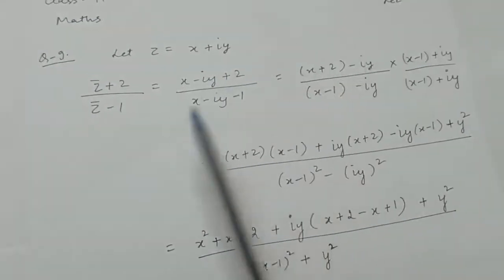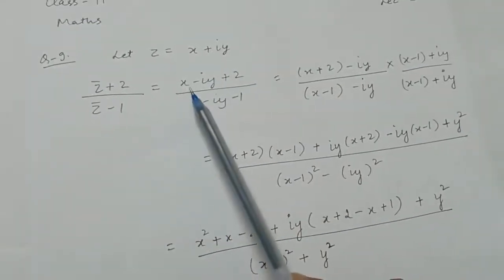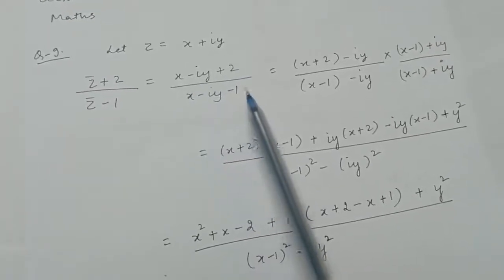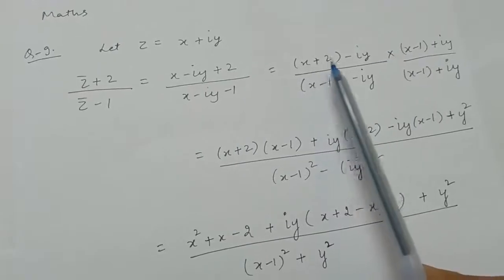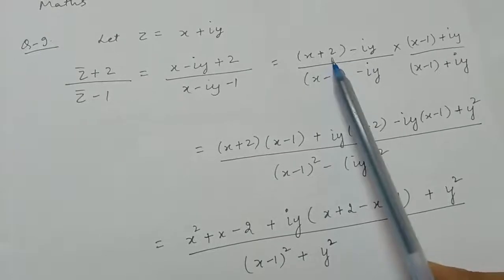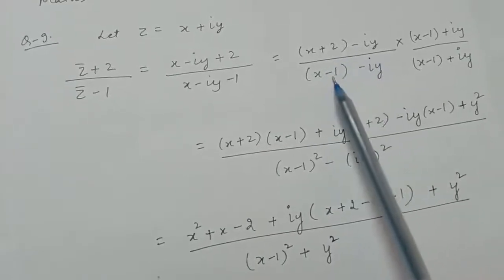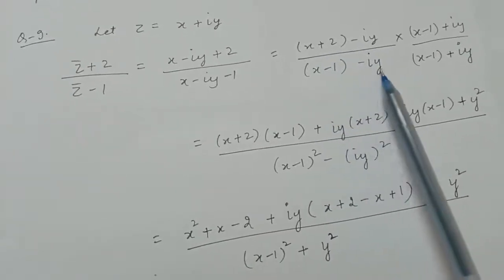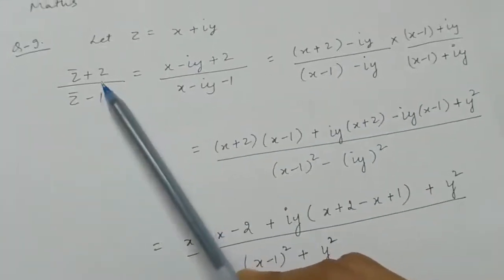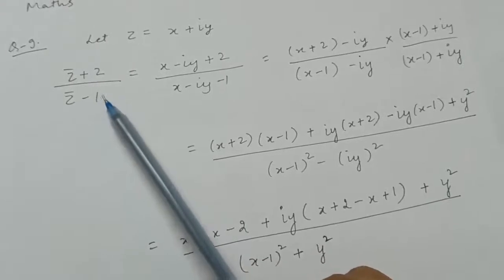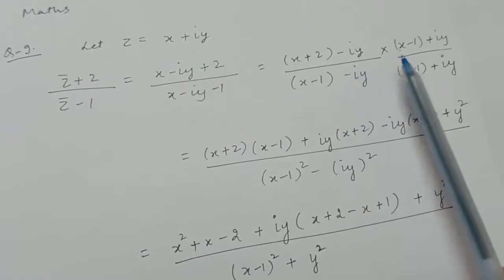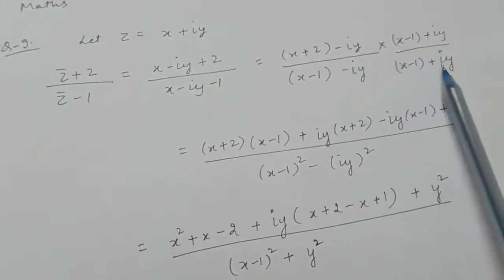Now this is equal to, z conjugate will be this, plus 2, upon z conjugate is this, minus 1. Now taking the real part together and the imaginary part separately, it will be x plus 2 minus iota y, and in the denominator x minus 1 minus iota y, to make it a proper complex number, because the real part of this is given as equal to 4. So first of all we will calculate the real part. For this, rationalize it with x minus 1 plus iota y, right?